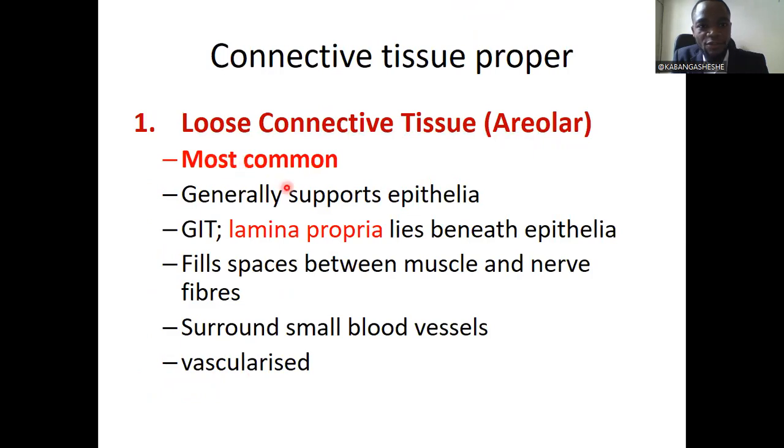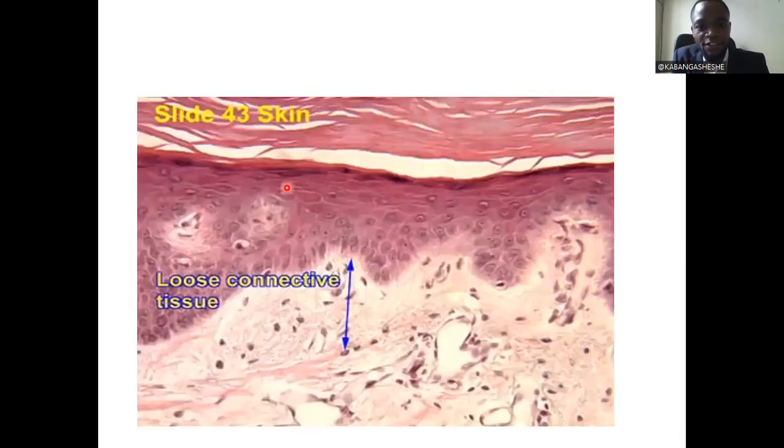Suffice to say, this is the most common type of connective tissue. This connective tissue is loose because the cells of this connective tissue are, number 1, not tightly held together like we saw in epithelial tissue. The cells are wide apart. Okay, so this is consistent for all connective tissue. Cells are distant from one another.